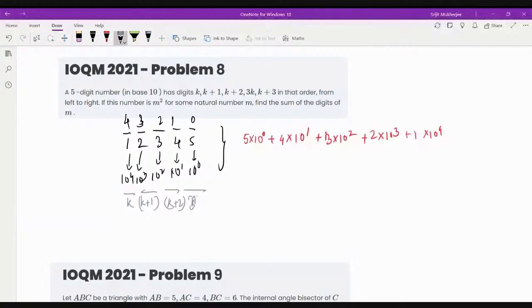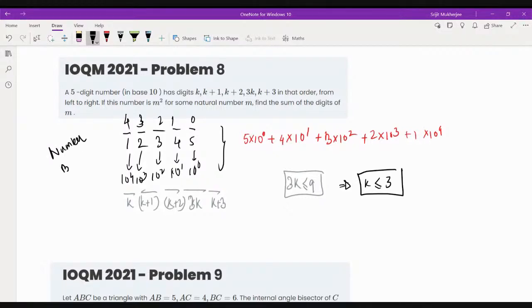What does it really mean? It means that 3k is a digit, so 3k must be less than or equal to 9. It implies that k must be less than or equal to 3. That's an important idea. These things are covered in high school mathematics. This is part of number theory, and this is called number bases.